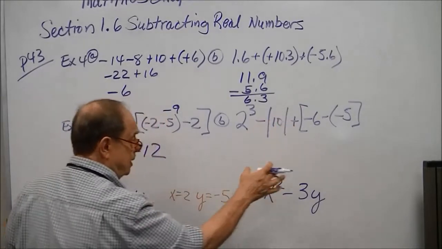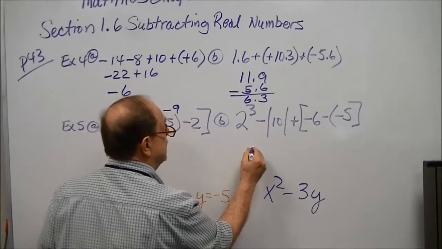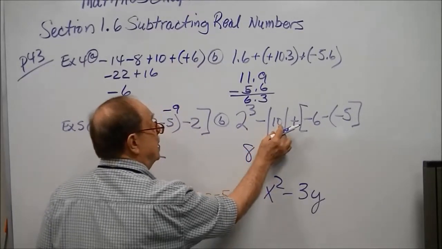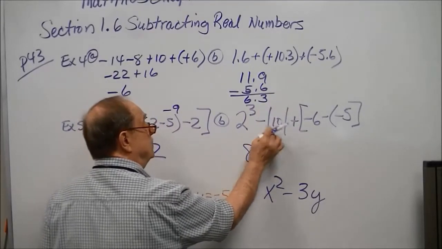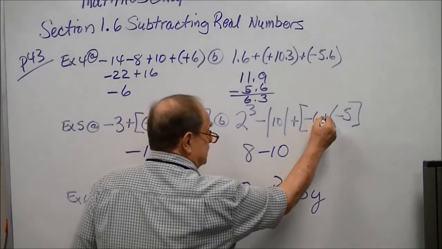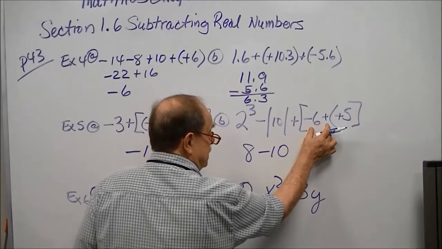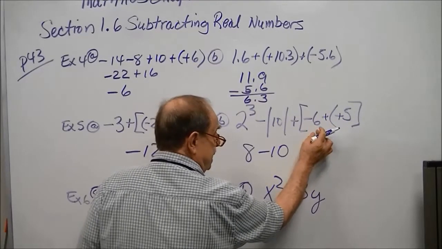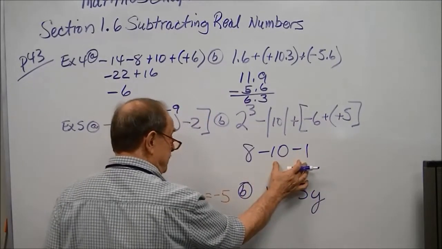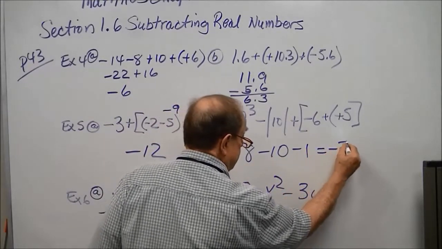This one, order of operations: exponents, 2 to the third power is going to be 8, and grouping symbols. This becomes a positive 10 outside the absolute value, so that's a negative 10 there. This is going to be the opposite of a negative 5, makes it a positive 5. So what's in this bracket is a negative 1. So here we have a negative 11 and a positive 8 gives us a negative 3.